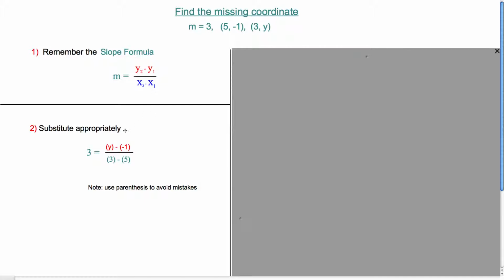The second thing is, did you substitute appropriately? Did you match up the given values into their appropriate spots? The slope going here, your x1 value goes here, your y1 value goes here, your x2 value goes here, and your y2 value goes here. Now, you'll note that I put parentheses around each of the values. This helps to make sure that I don't make a mistake in subtraction.